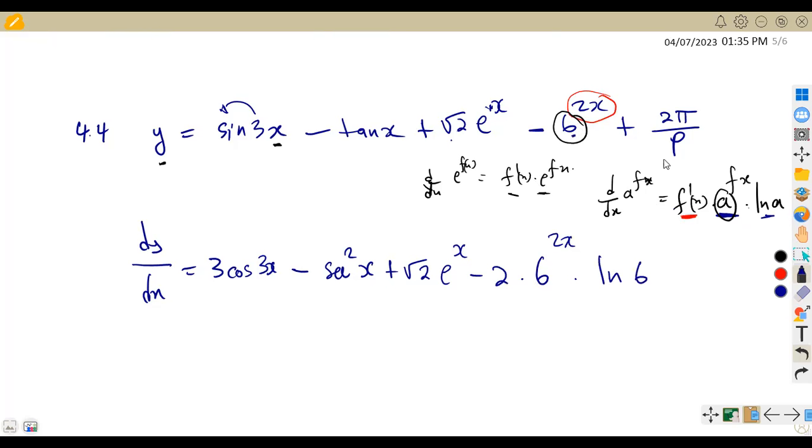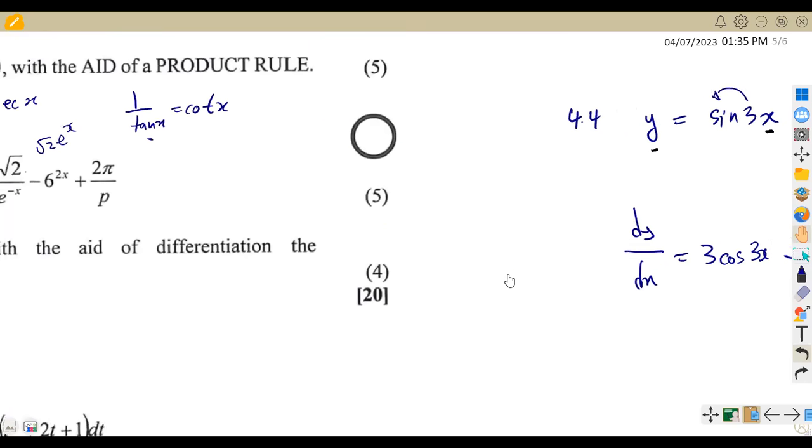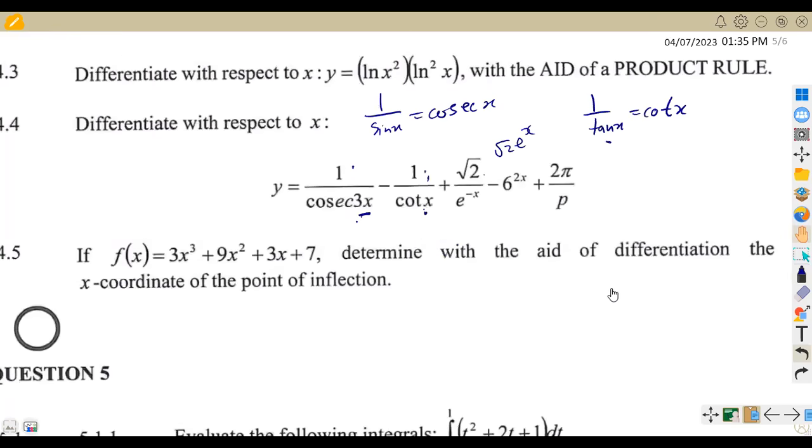All right. Then the derivative of 2 pi over p, we do not have x. So the derivative of this is like a constant. So it is going to give us a 0 in this case. All right. So that was our question 4.4. Having a total of 5 marks just to find these derivatives.